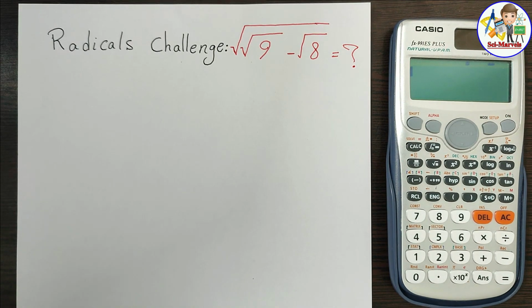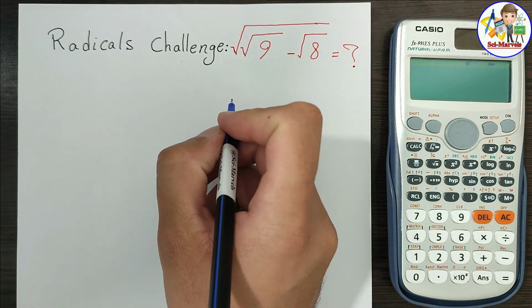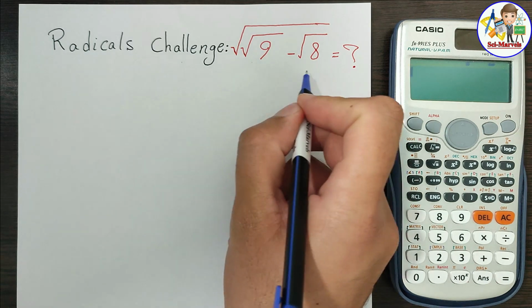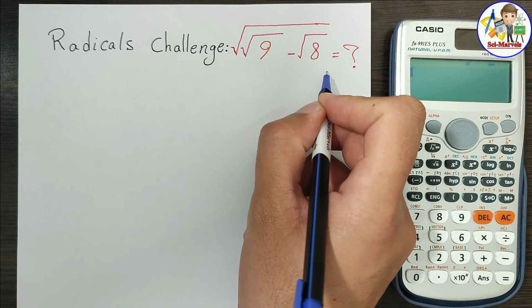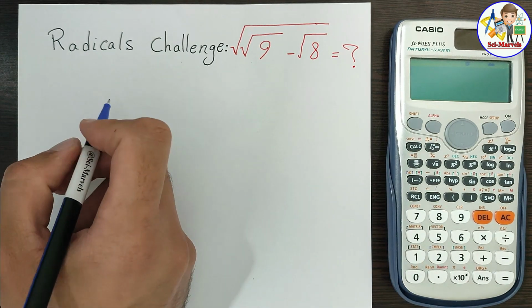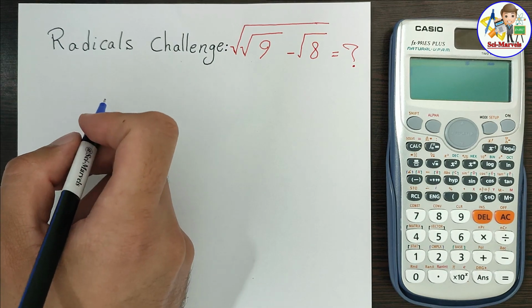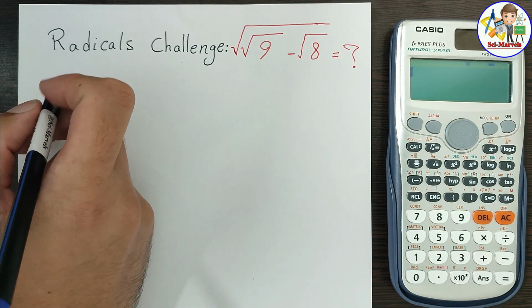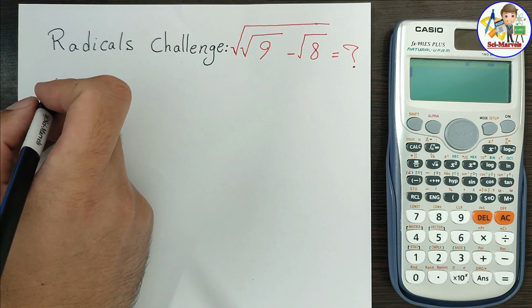Today we are diving into the world of radicals with a seemingly simple question. What's the square root of the square root of 9 minus the square root of 8? Think you can solve it before we unleash the answer? Leave your best guess in the comments. Now let's break it down step by step.